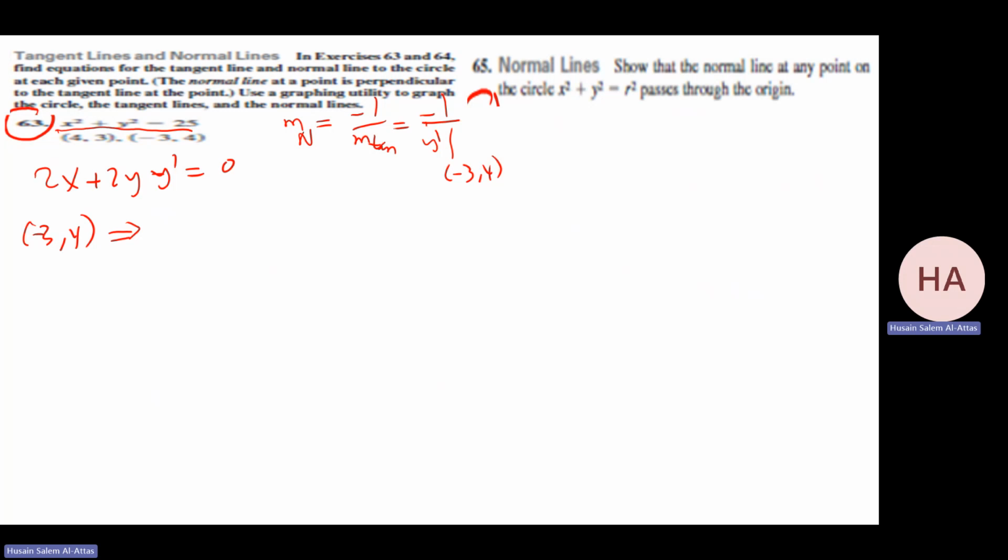He wants me to do it at 2 different points. At 4 and 3, I will do one of them. 4, 3, we'll do this. The other one will be the same. 4 and 3.